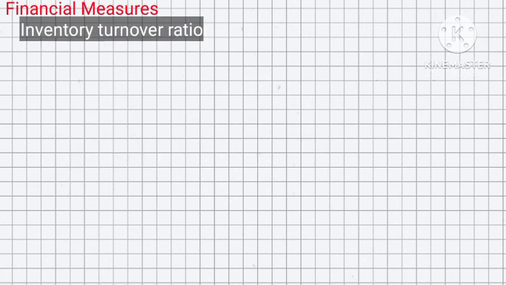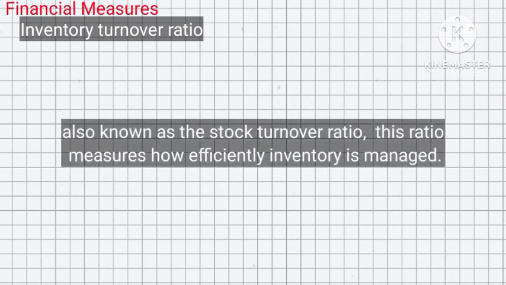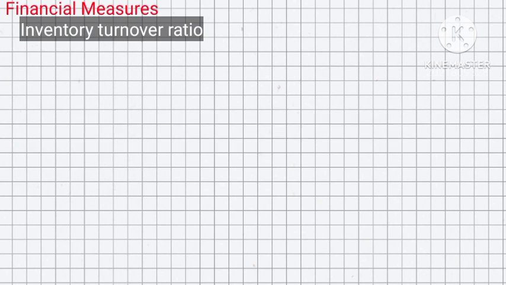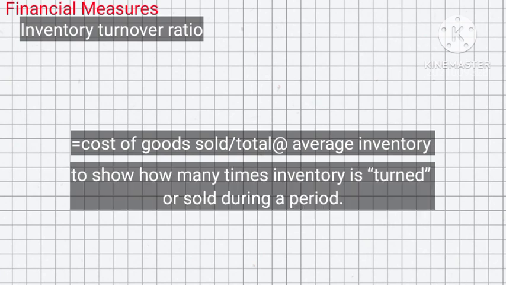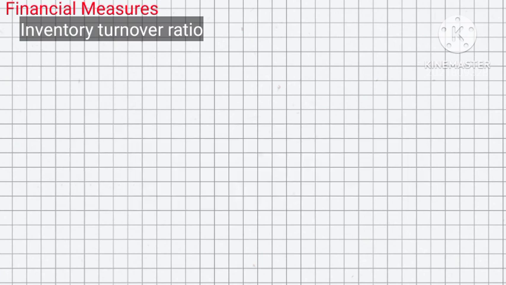Seventh is the inventory turnover ratio. It's also known as the stock turnover ratio. This ratio measures how efficiently inventory is managed. The inventory turnover ratio formula is equal to the cost of goods sold divided by total or average inventory, to show how many times inventory is turned or sold during a period.